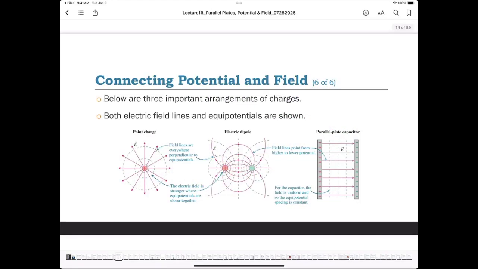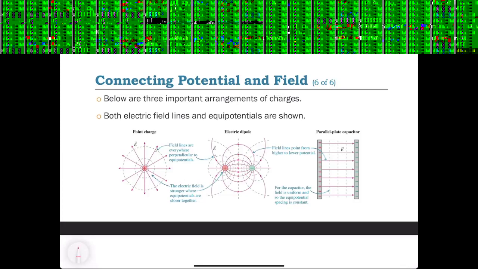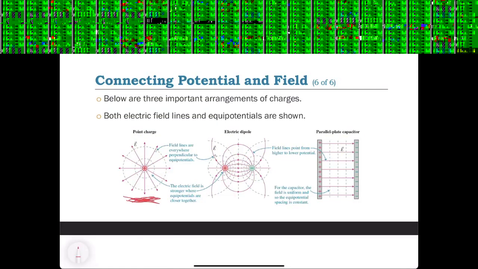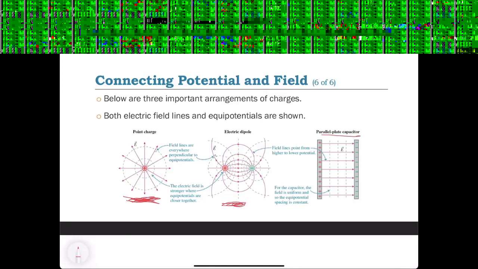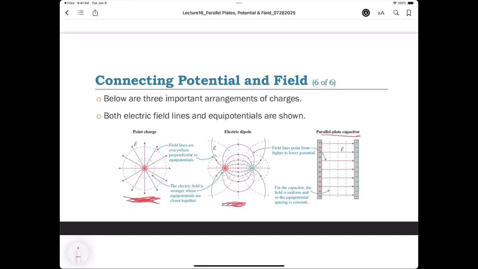Okay, let's continue to talk about connecting potential and the field. You can see below are three important arrangements of charges. This is just one single positive point charge. This is the electric dipole, like one proton and one electron, and they are the same. And the next one is the parallel plate capacitor. Those are three important arrangements of charges. Both electric field lines and potentials are shown.